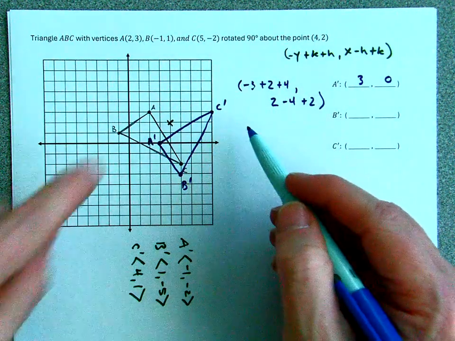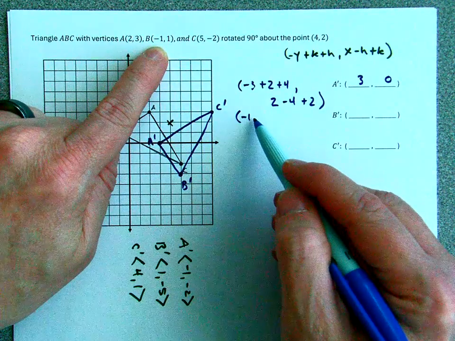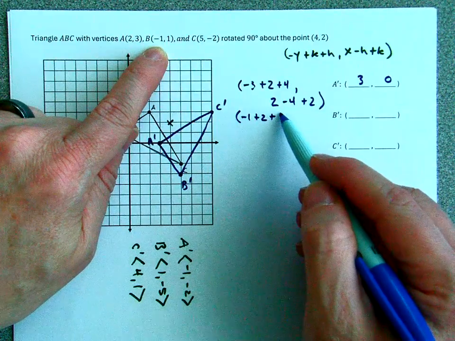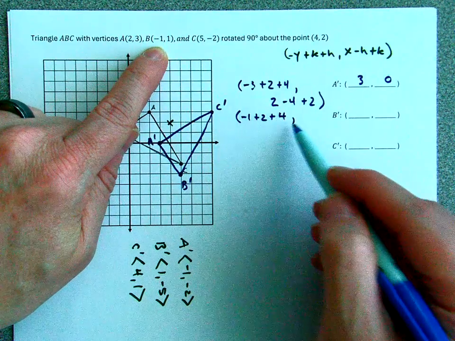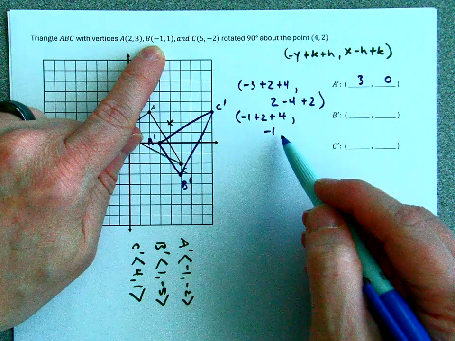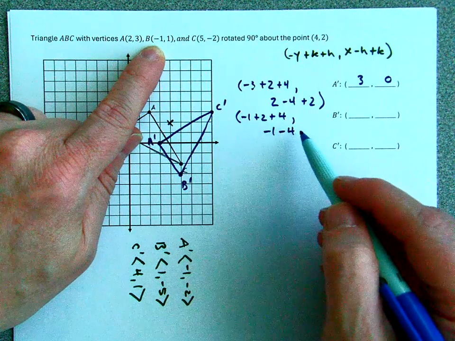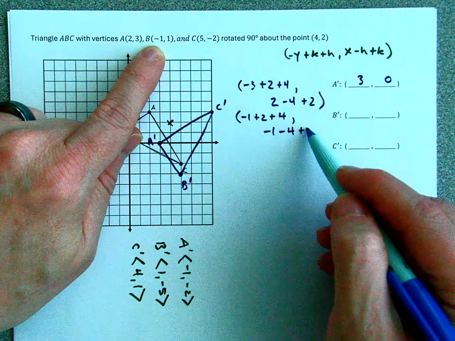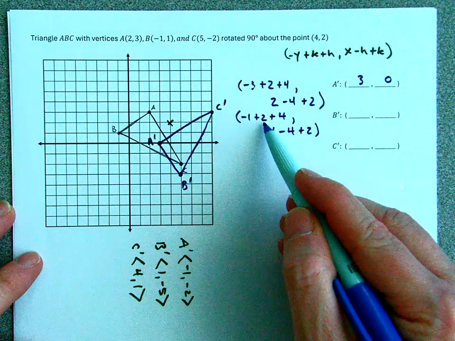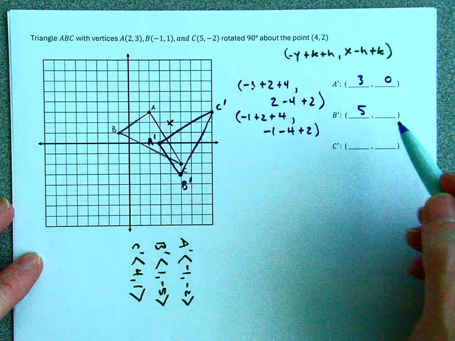Okay, B, I'm going to take the opposite of my y, which is now going to be a negative 1. I'm going to add the k, which is 2, add the h, which is 4. Then I'm going to take x as it lies, which is negative. Not going to change the sign. Minus the h, which was 4, plus the k, which is 2. So what do we got? Negative 1 plus 2 is 1, plus 4 is 5. Negative 5 plus 2 is negative 3.